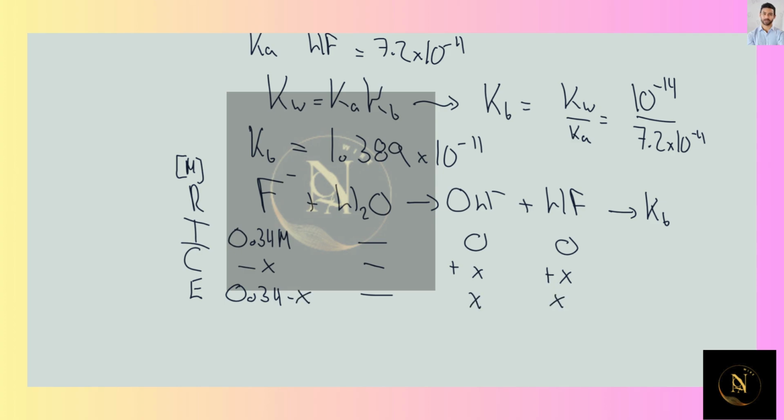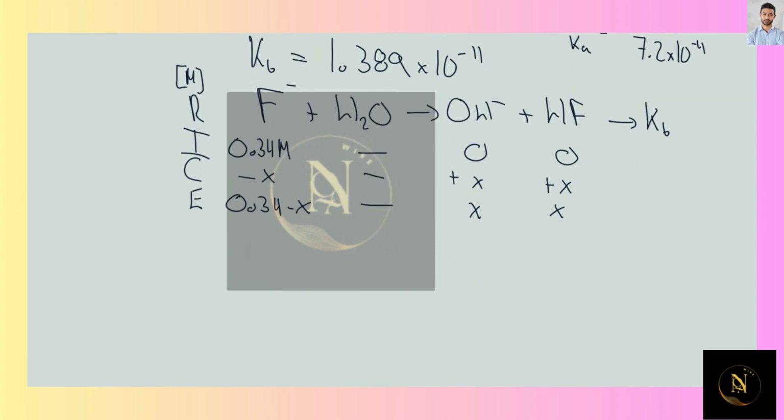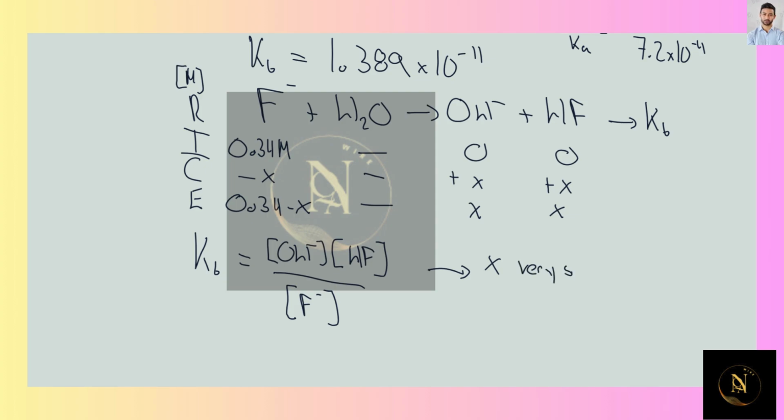So, since we know that the value for Kb is very small, and this is equal to the concentration of OH minus times the concentration of HF divided by the concentration of F minus, what we can say is that we expect x to be very small. That means that 0.34 minus x will be approximately 0.34, my initial concentration.